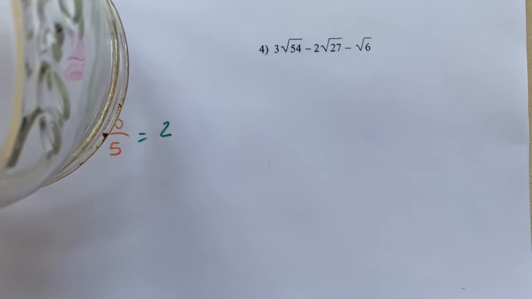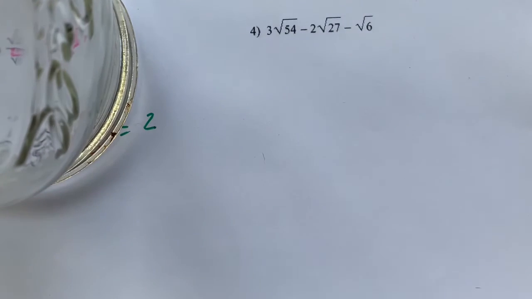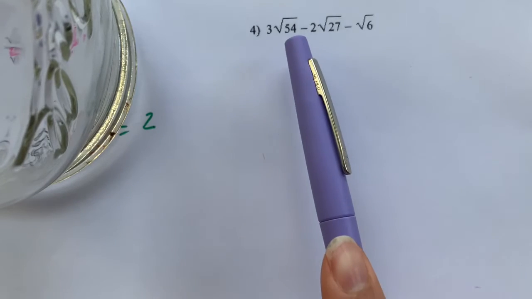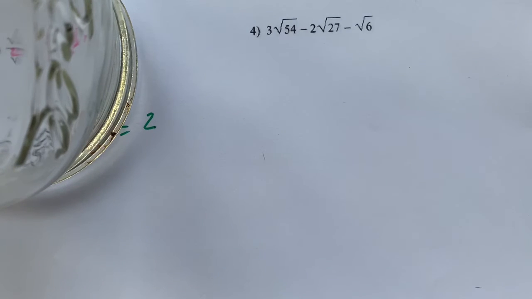Let's look at number 4. Here we're adding and subtracting radicals. The first thing that I look to see is if all of my radicals are the same. Since they are not, I'm going to simplify them first.